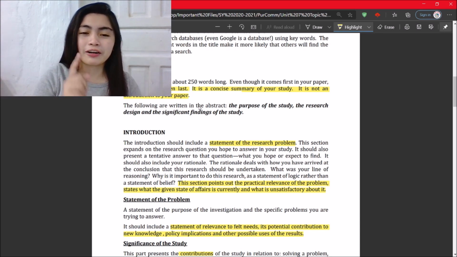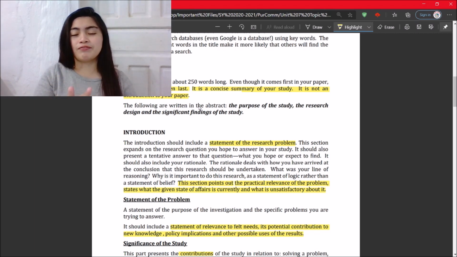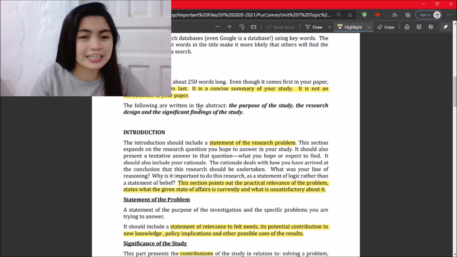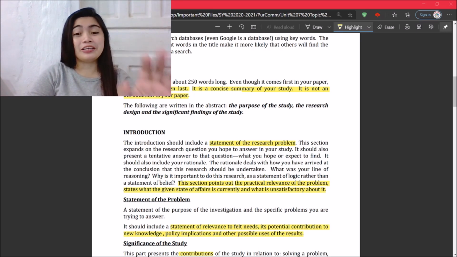So, the following are written in the abstract. The purpose of the study, the research design, the significant findings of the study. So, let's see kung meron yan sa akin. So, yan, yung title. So, ito yung mismo yung thesis ko. Ayan yung approval sheet namin. So, nandyan ito yung aming chair, yung panelist. Yan. And then, nandyan yung dean, and then dedication, and some other things.